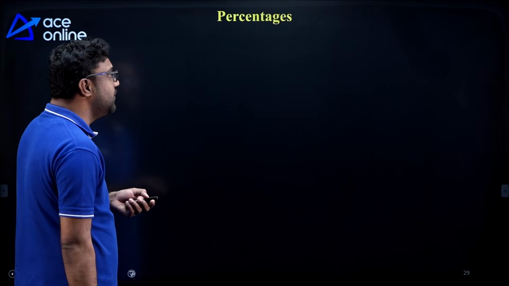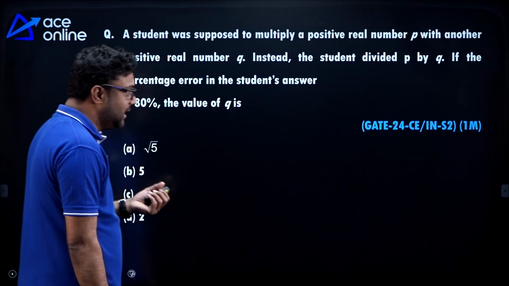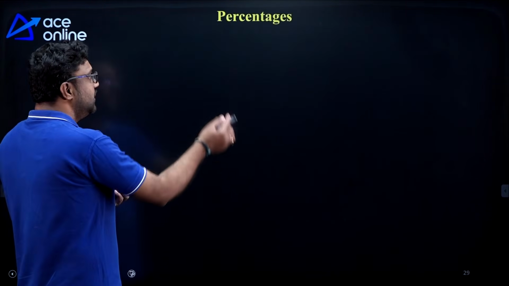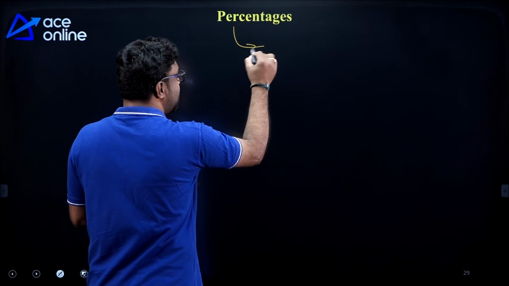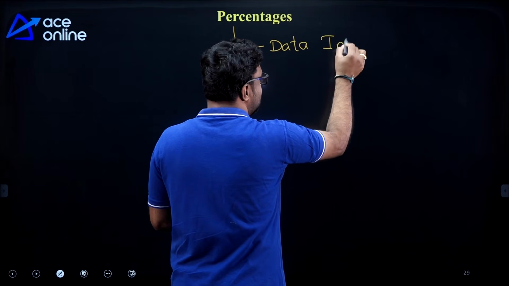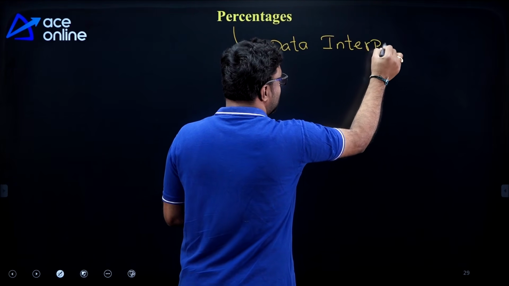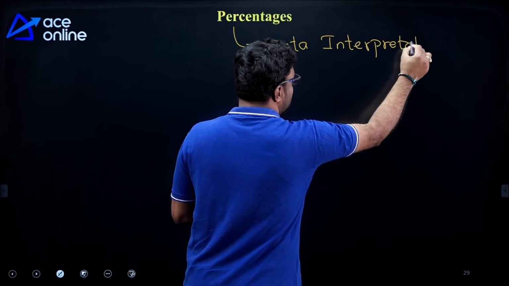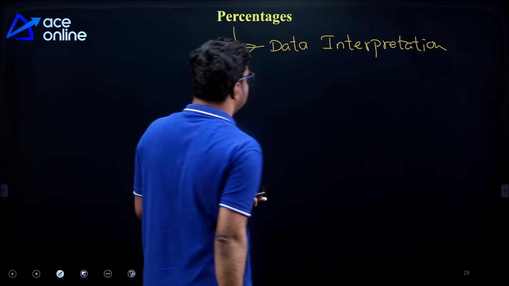And similarly, they are focusing more on percentages. This first question here is in percentages, and it's important for the data interpretation topic as well. Percentage is straightforward as well as data interpretation, both. This is going to help you out. So focus more on percentages.